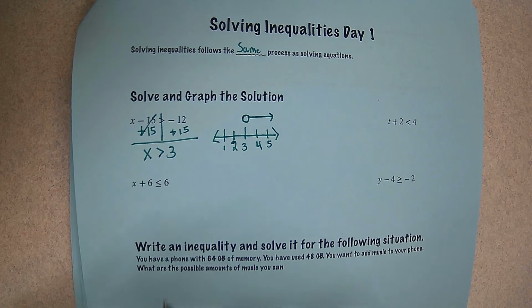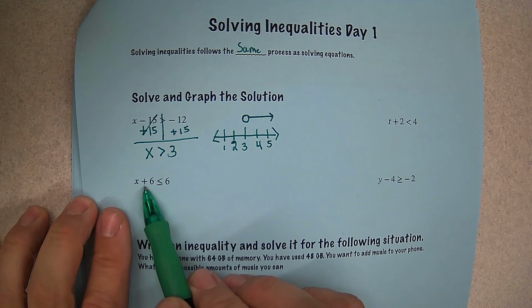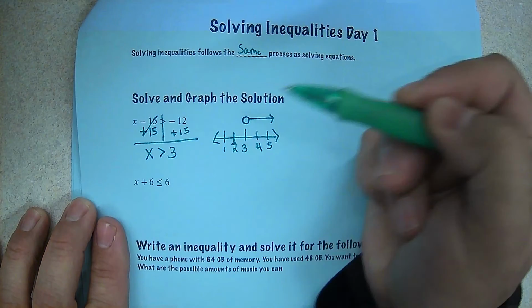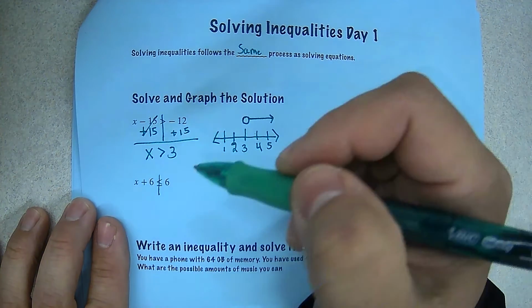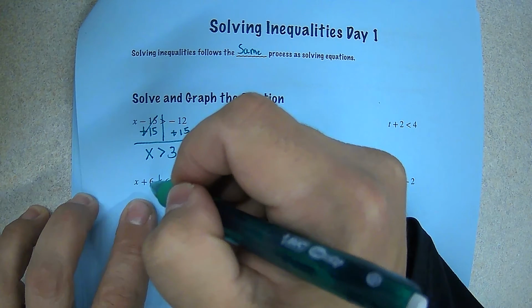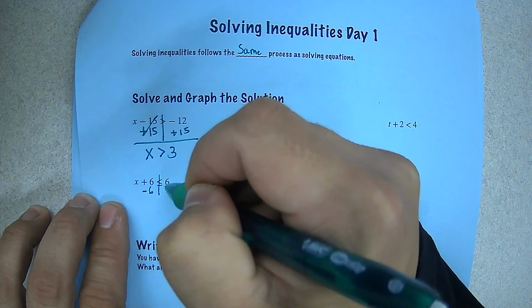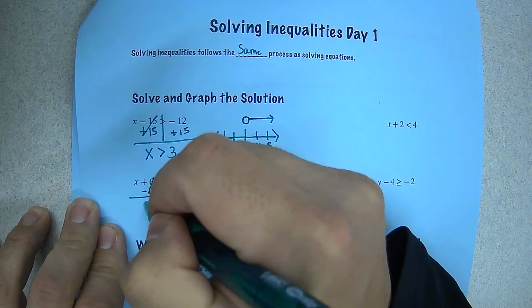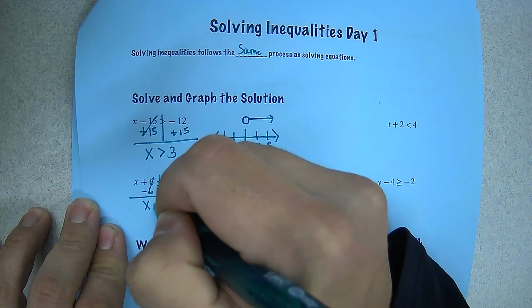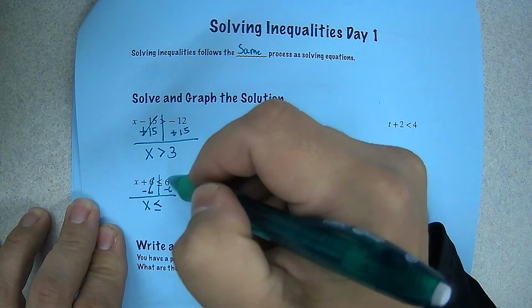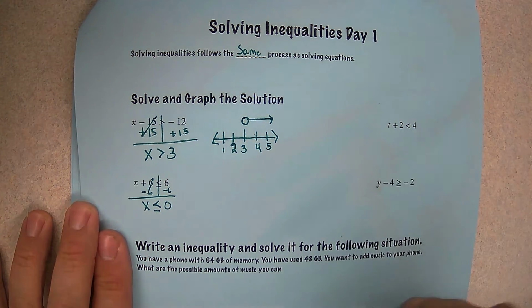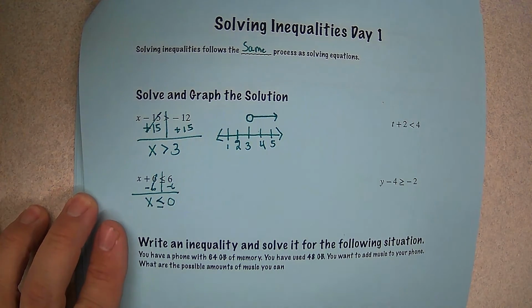We'll do this one right here. I have x plus 6 is less than or equal to 6. So think of it like an equal sign. I have a plus 6 here, so we are going to do the opposite and subtract 6. These go away. We get x is less than or equal to 6 minus 6 is 0. We can get an answer of 0. That's okay. X is just less than or equal to 0.